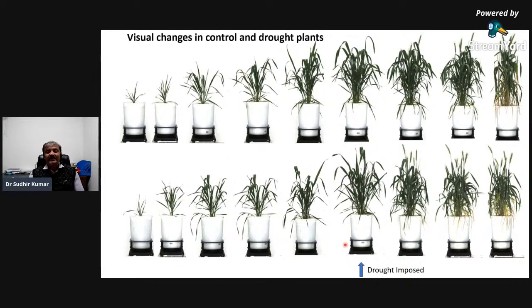Then this screen gives us an idea. If we are taking images at each stage, these are two separate experiments. Up to a certain stage, we allowed the two pots to grow in the same conditions, but from here onwards we put some regulation on watering, and you can see the effect, how fast senescence takes place. If we use artificial intelligence-based information here, we can tell how many leaves are changing from yellow and how many leaves are green.